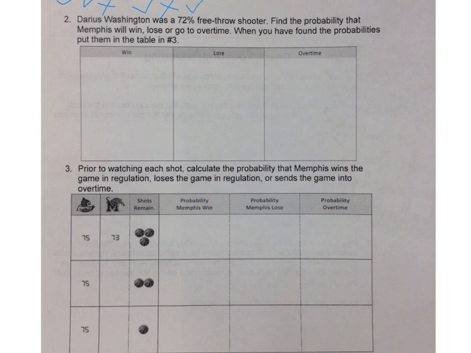Okay, he could miss the first one, but make the next two. He could miss the first one, make the second one, and miss the last one. He could also miss all of his shots. Okay, and then which one did I leave out? I left out that he could have missed the first two and made the third.